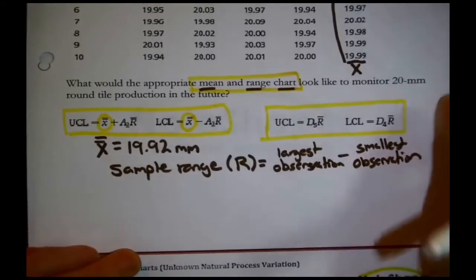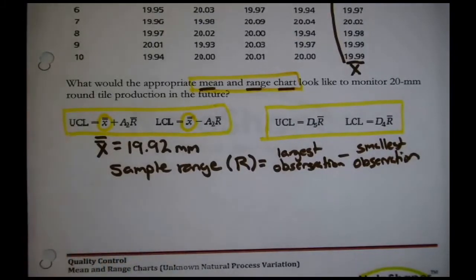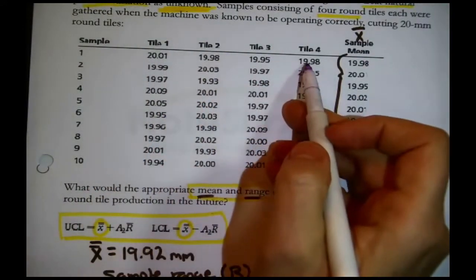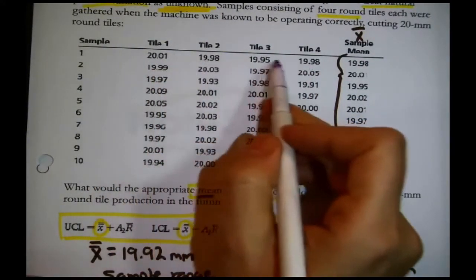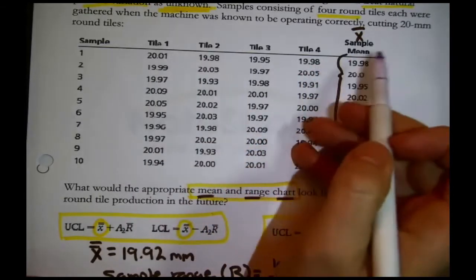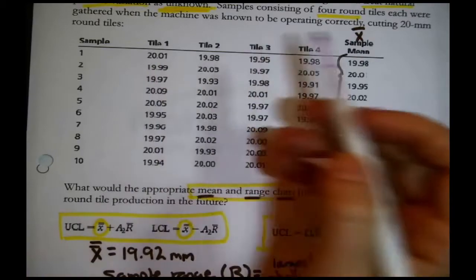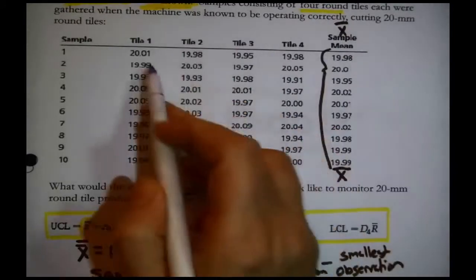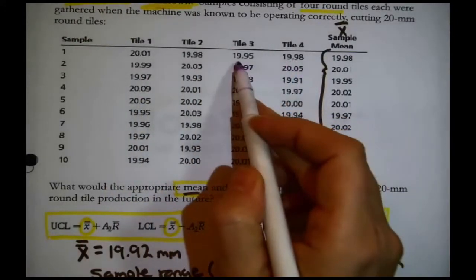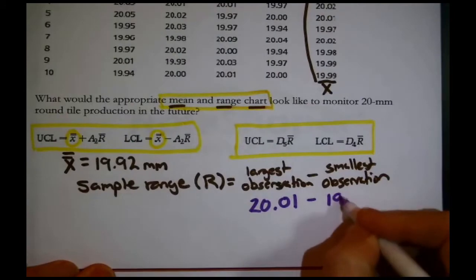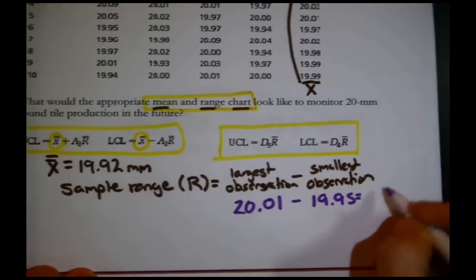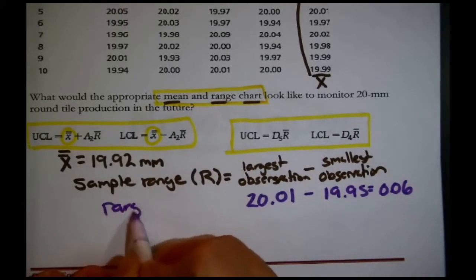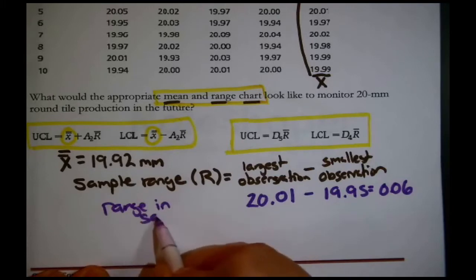So, for instance, for sample 1, I'm looking up here across the top. If I wanted to calculate the range, I would just scan. These are the individual observations, or the X's, so to speak. Which one's the largest? It's 20.01. Which one of these is the smallest? It's 19.95. 20.01 minus 19.95, I get 0.06. Yes, that is the range in sample 1.